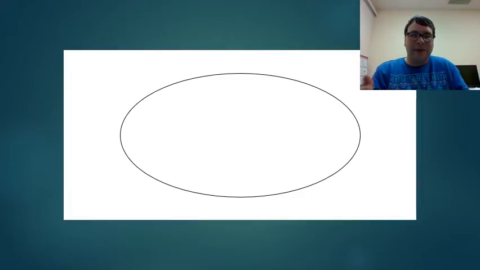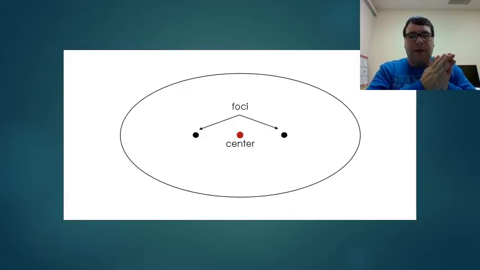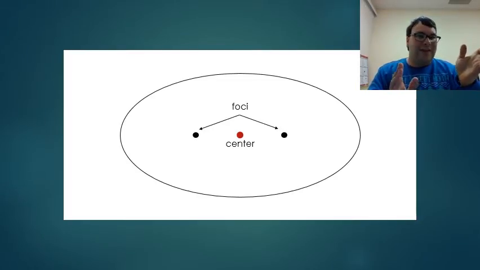An ellipse is basically like an elongated circle, and it does have a couple key features to it. So let's get that going. Here we go. It has a center, and it has two foci. Now, the center is just like the center of a circle. It's the dead center of the ellipse. The foci are those points that are causing the elongation. The distance from the center to one focus is the same as, or equidistant as, the center to the other focus.